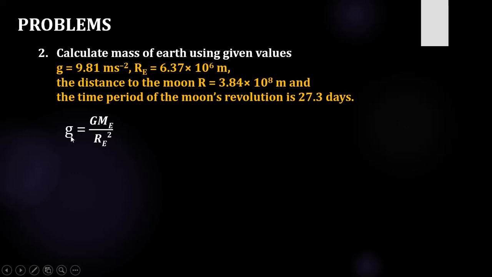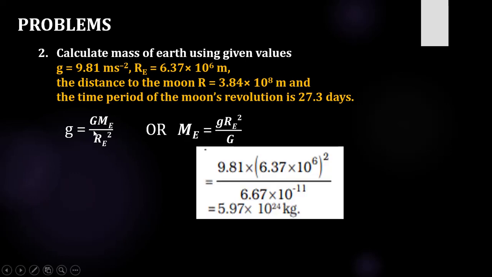From the definition of acceleration due to gravity, g is equal to G Me upon Re square, or Me equal to, we want the mass of Earth. Just rewrite this equation for Me, that will be equal to g Re square upon capital G. So substitute the values. The value of g is 9.81, and Re is 6.37 into 10 to the power of 6 whole square, divided by capital G value 6.67 into 10 to the power of minus 11.